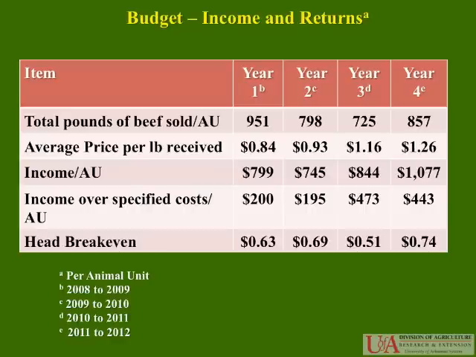Herd break-even is my favorite calculation. Herd break-even is the price you must sell cattle for in order to pay for your production cost. In year one, it was 63 cents. And I think that's a true measure of efficiency. When that starts to go down, you become more efficient. It went up in year two, but it went down in year three, and went up a little bit in year four. So that's what I like to really pay attention to. Herd break-even.